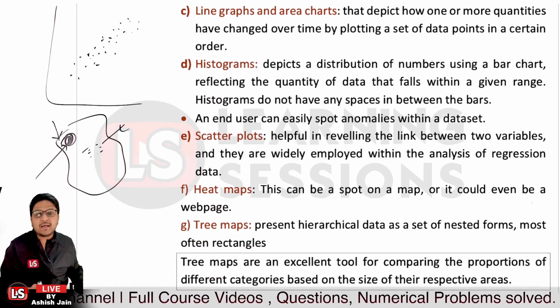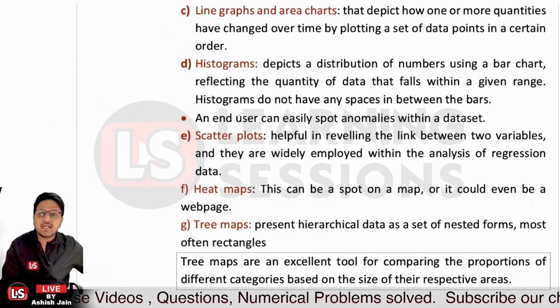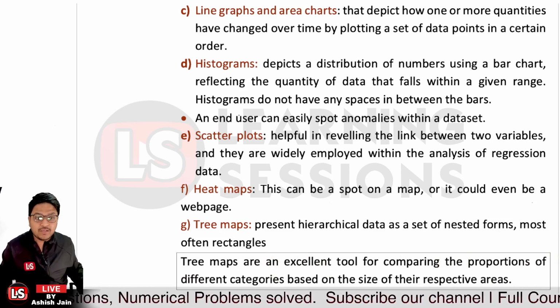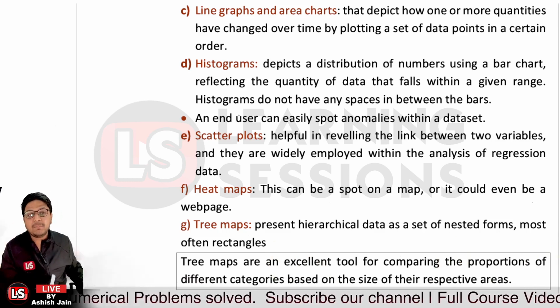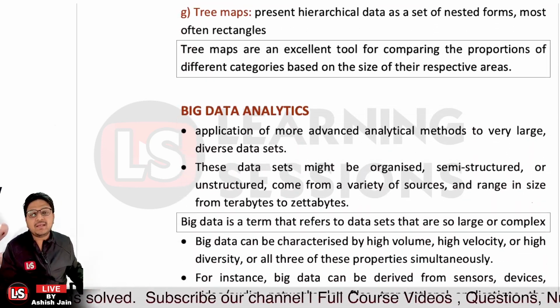And also it could be a tree map. A tree map is basically used for showcasing hierarchical data, right? It's a very important and excellent tool if you want to compare the proportions of different categories, right? Now after that, it's related to big data analytics.